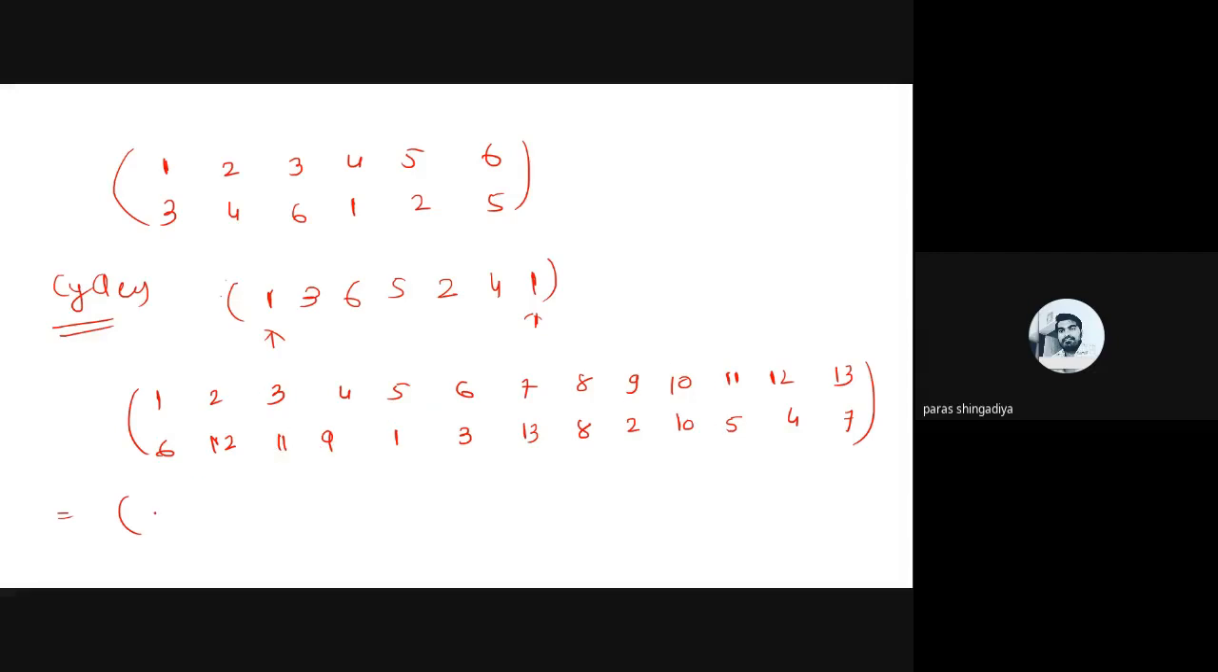So one cycle is 1, 6, 3, 11, 5, and back to 1. That is one cycle. And then the next one: 2 to 12, 12 to 4, 4 to 9, and 9 to 2.